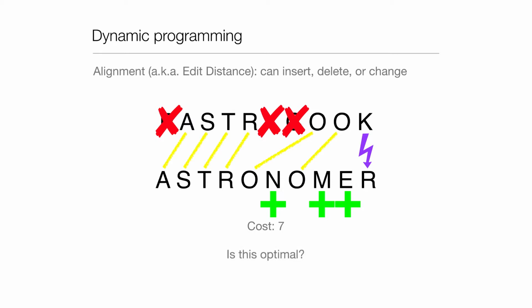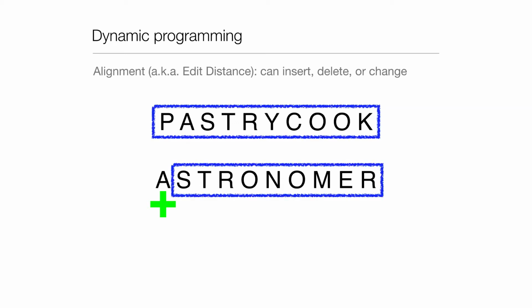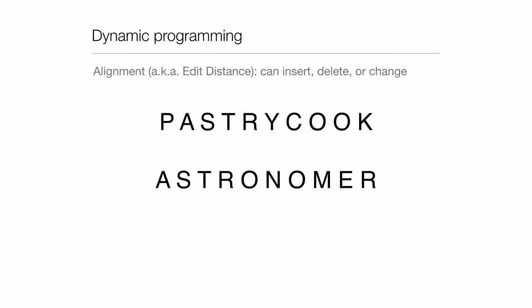Now we're going to check to see if this is really the best we can do and figure out how algorithmically we might do that. The idea is that we need to make some initial choice. And we have a couple initial choices. So let's start at the left end of these strings. We could add the A in astronomer. That's an option. But then we would have to figure out the best way to align pastry cook with the rest of the string astronomer. Okay? That is another smaller problem of the same kind.